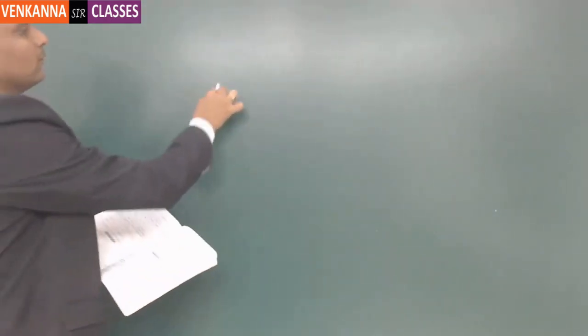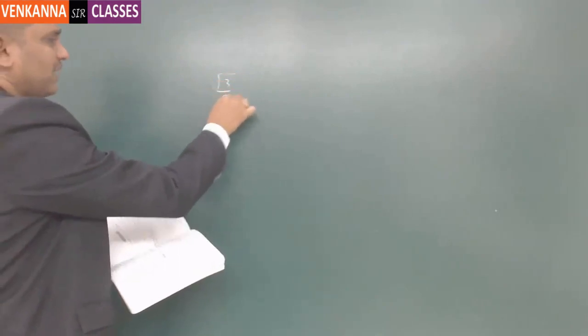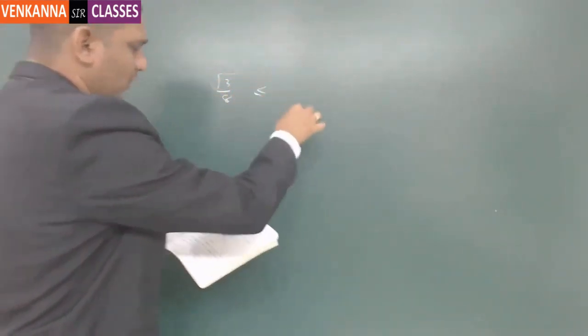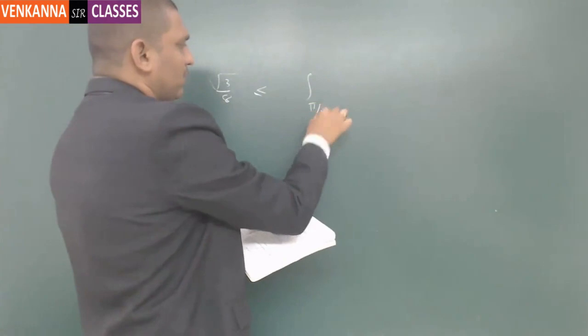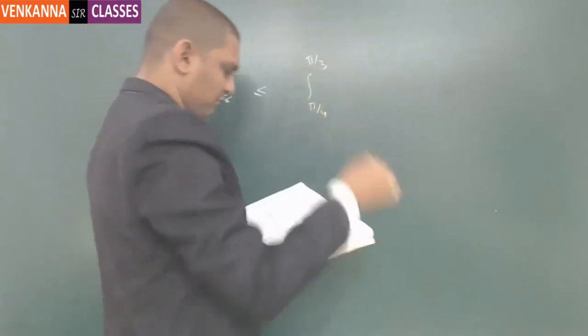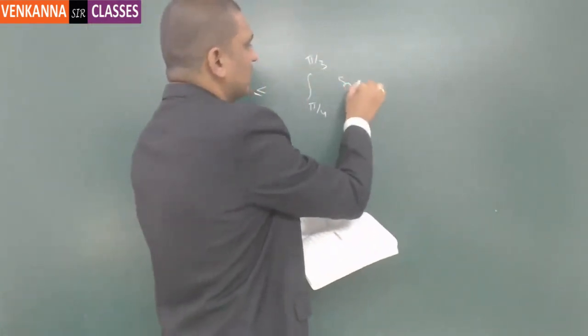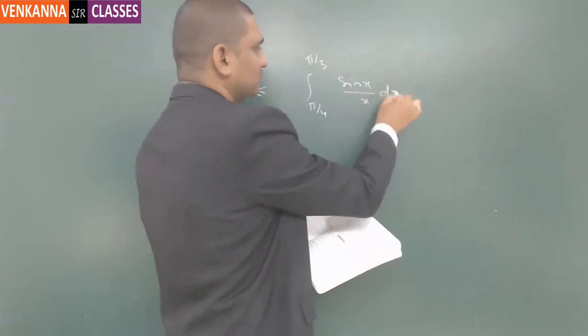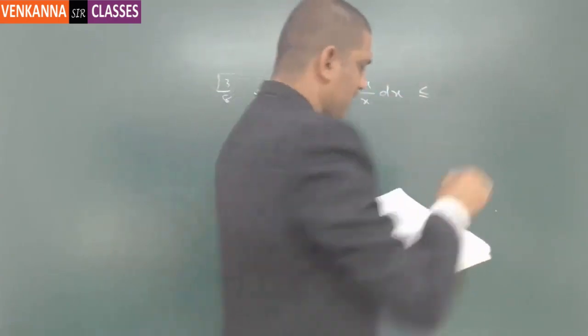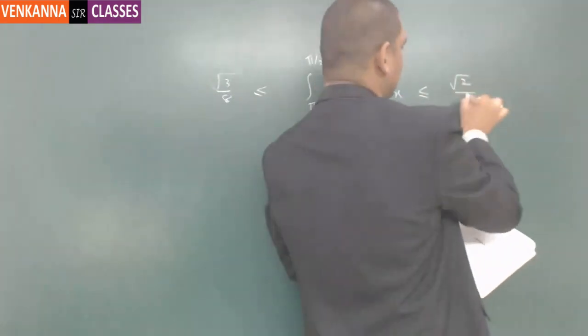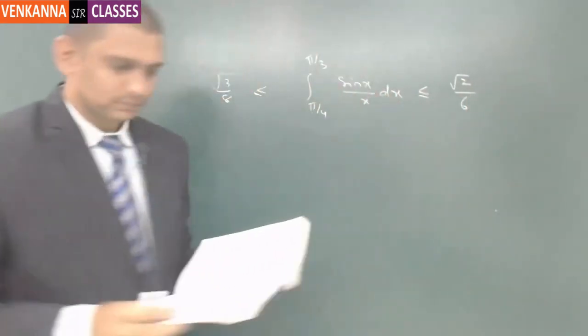Now, the problem I wish to take is: root 3 by 8 is less than or equal to the integral from pi by 4 to pi by 3 of sin x by x dx, which is less than or equal to root 2 by 6.